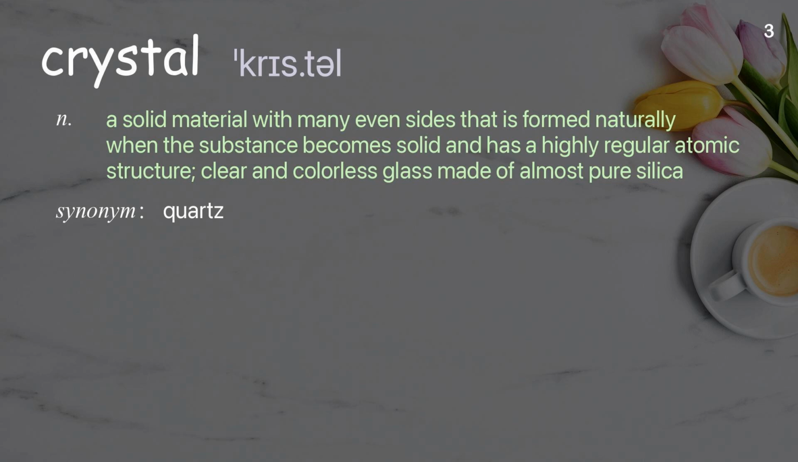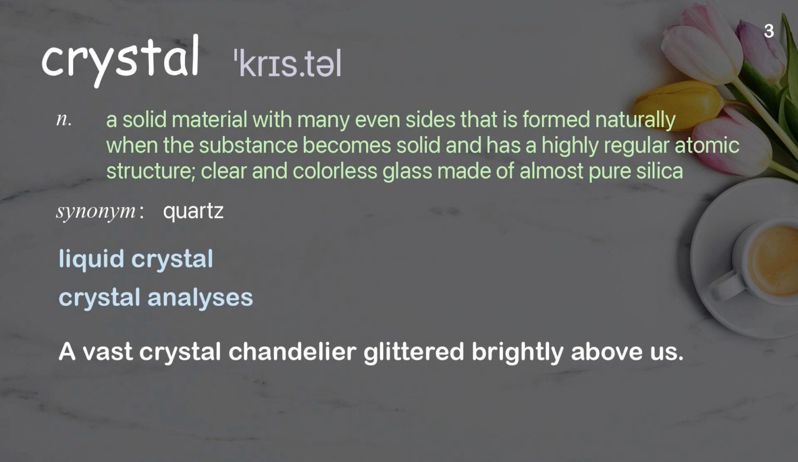Crystal. A solid material with many even sides that is formed naturally when the substance becomes solid and has a highly regular atomic structure. Clear and colorless glass made of almost pure silica. Examples: Liquid crystal. Crystal analyses. A vast crystal chandelier glittered brightly above us.